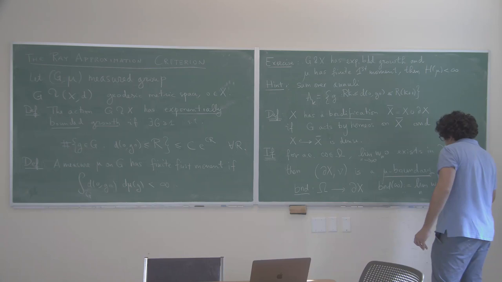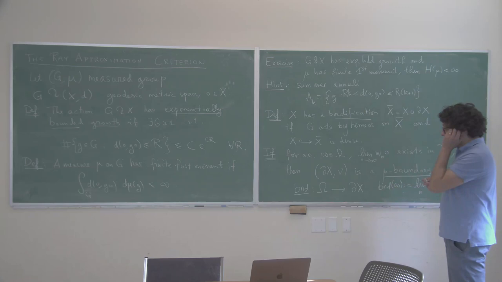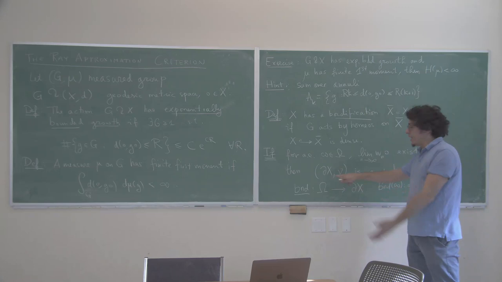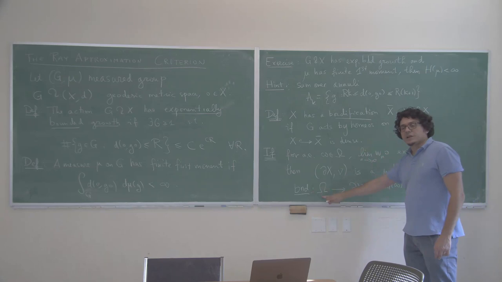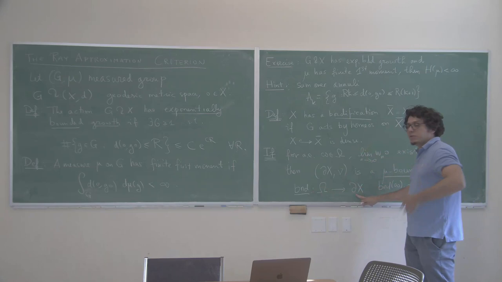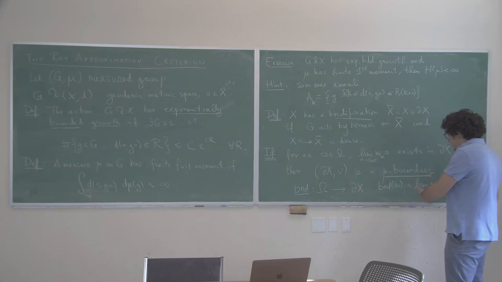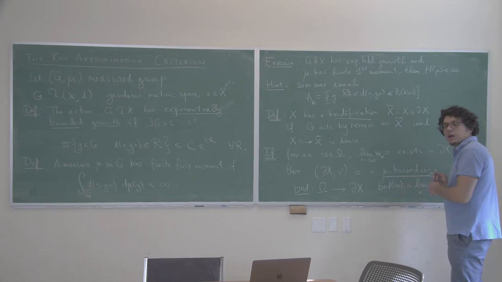And yeah, so remember, what is a mu boundary? A mu boundary is a space on which G acts, it has a stationary measure mu, which in this case is the hitting measure. And there is a projection map from the space of infinite sample paths to the boundary. And this projection map is shift-invariant. So it's tied in there. And the reason is because we're taking the limit. So the shift invariance is baked into the limit definition, if we know the limit exists. Okay? Other questions?